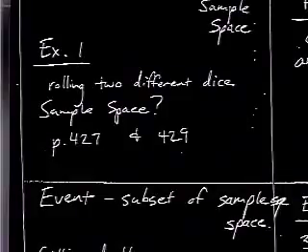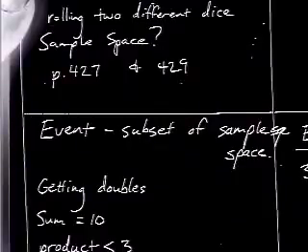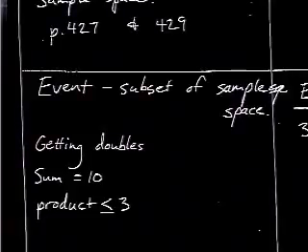Well, an event, which I've used that term a few minutes ago, is a subset of the sample space. It could be the entire sample space, and we'll talk about that case in a little bit. But most of the time, it's just a smaller group. So we could talk about getting doubles, or we could talk about rolling the sum of 10, or rolling the product of less than or equal to 3, or flipping a coin and getting heads twice in a row, something to that effect. Some smaller group of the entire sample space.